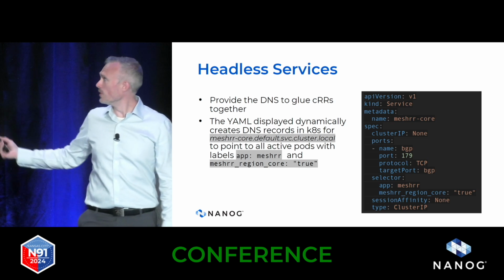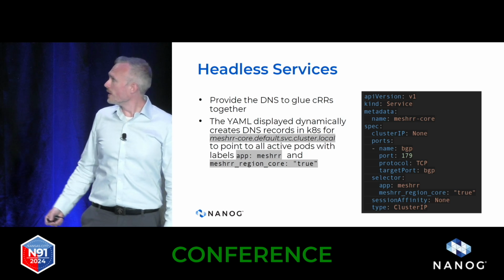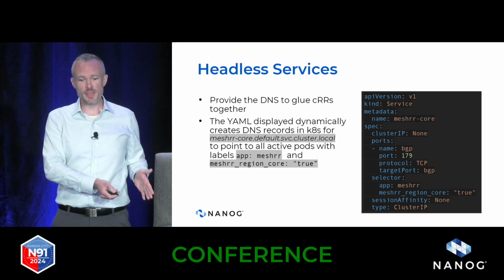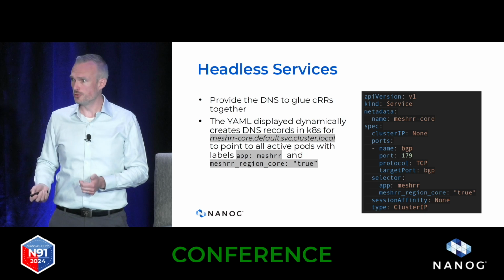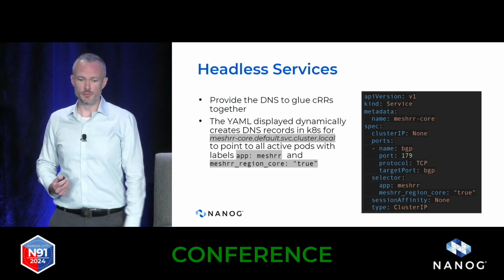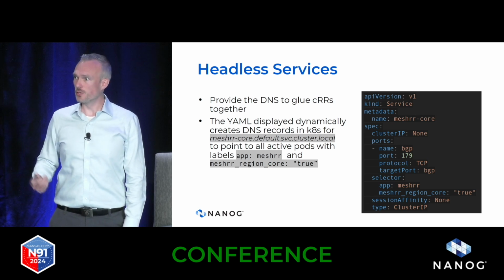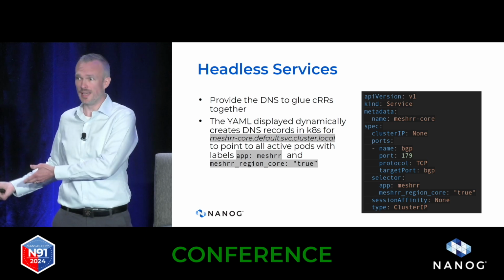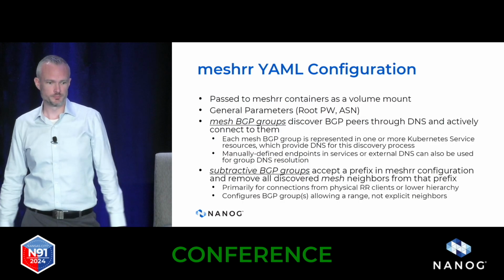So you can see with the YAML on the right, we've created a service called meshrr core. And what it does is it matches on a selector field that says if we have a pod that has the labels app equals meshrr and meshrr region core equals true, and that pod is seen as in service from Kubernetes' point of view, we will advertise that and respond to DNS queries for the associated domain name with that pod IP address, as well as any others. This allows us to glue these together and create these meshes.